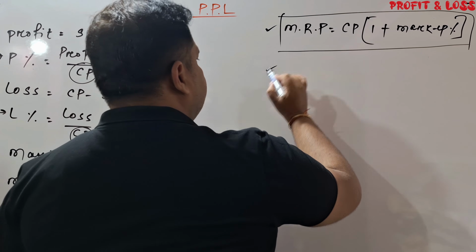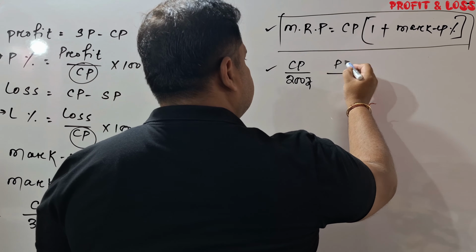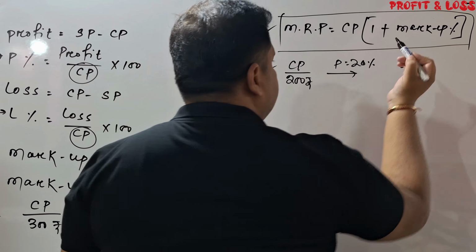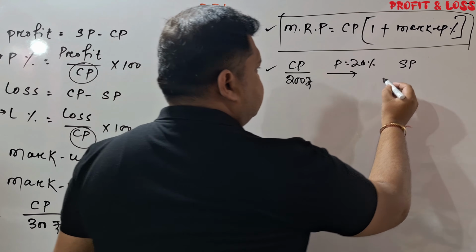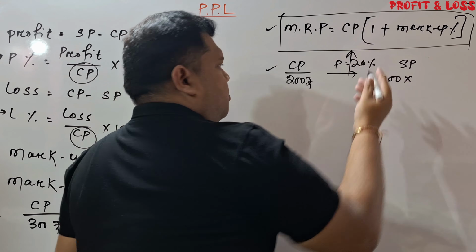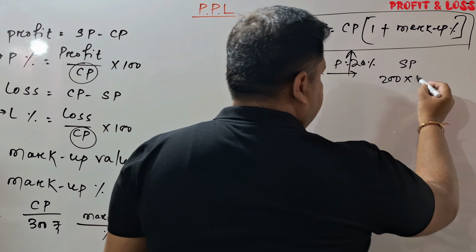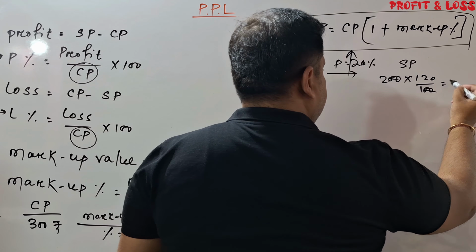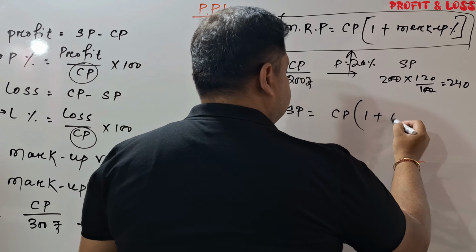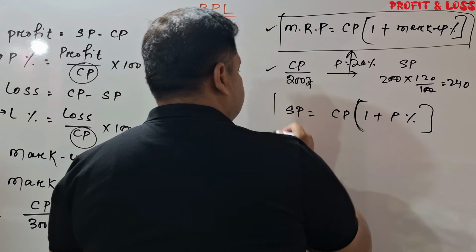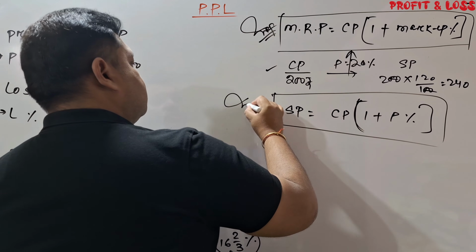Similarly, suppose cost price of any article is given, let's say 200 rupees. Profit percentage given 20%. How to find the selling price? Now selling price here is 200, 20% increase. Profit means percentage increase. 20% increase means 120%. 120 by 100, here I will write. So this is 240. So can I write the formula? Selling price is equal to cost price into 1 plus profit percentage. Again important formula. These two are very, very important formulas.